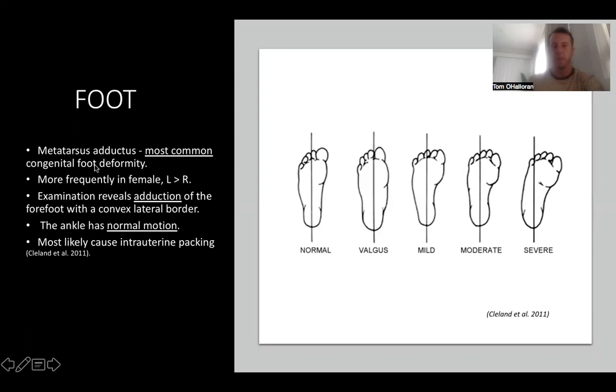It's the most common foot deformity, more frequent in female, and for some reason more left than right. So with this, you'll see adduction of the forefoot with that convex kind of lateral border. So the metatarsus will be adducted inwards, convex lateral border, but the ankles will have normal motion. And often it's a result of the position of the baby during pregnancy, and whether that foot has just been squashed up into that position, it's developed into that metatarsus adductus.